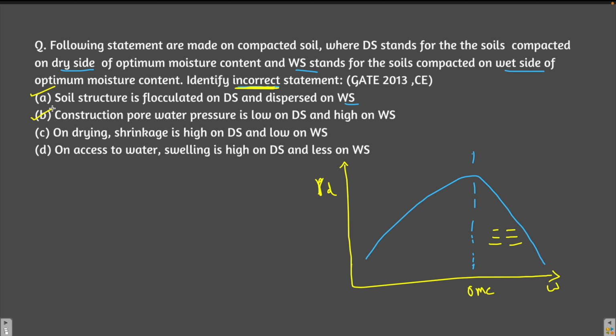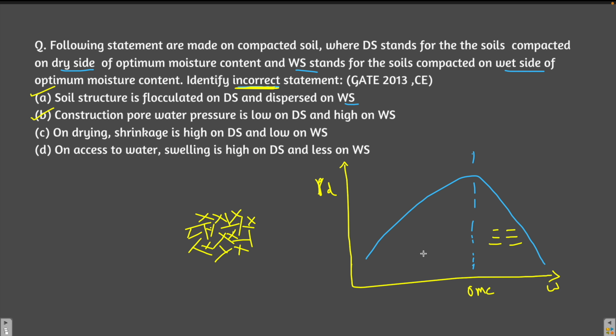The third statement is on drying, the shrinkage is high on the dry side and low on the wet side. Now on the dry side, the soil has a random structure. This sort of structure is known as a flocculated structure. You will observe it on the dry side of the soil. This sort of structure doesn't allow the soil to shrink much. So shrinkage is low on the drier side as compared to the wetter side of the optimum moisture content.